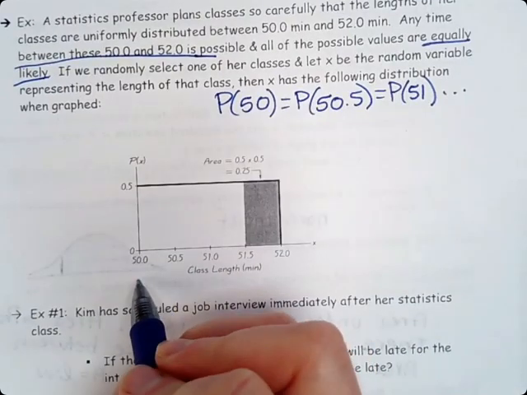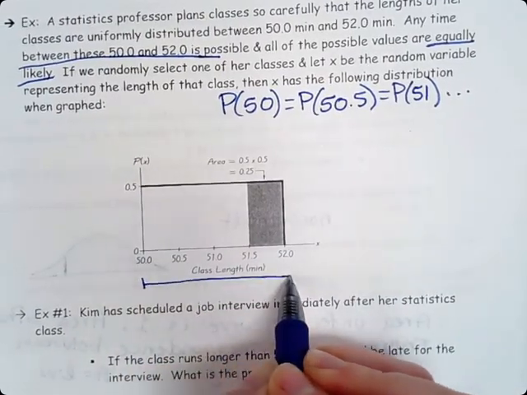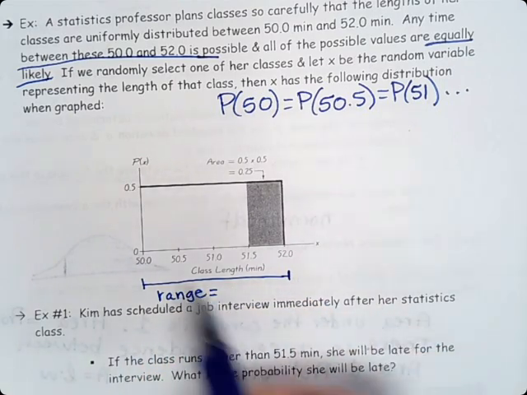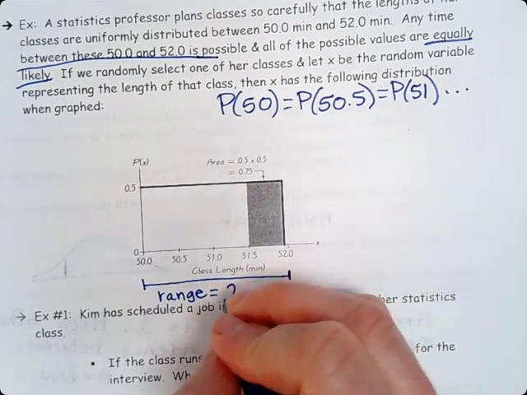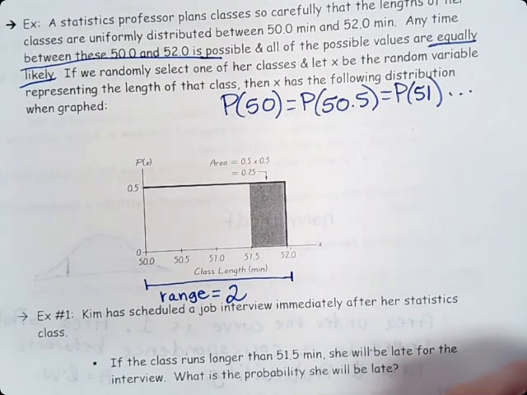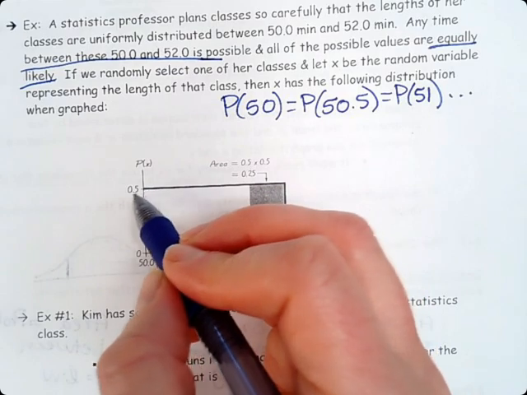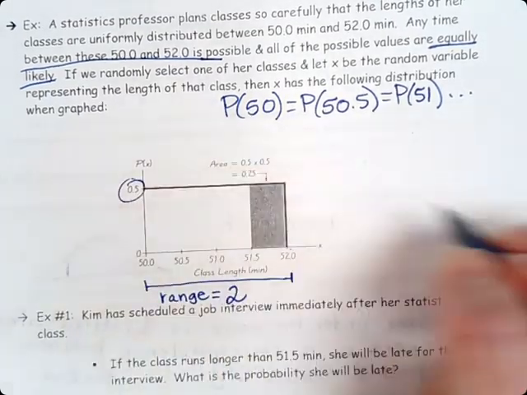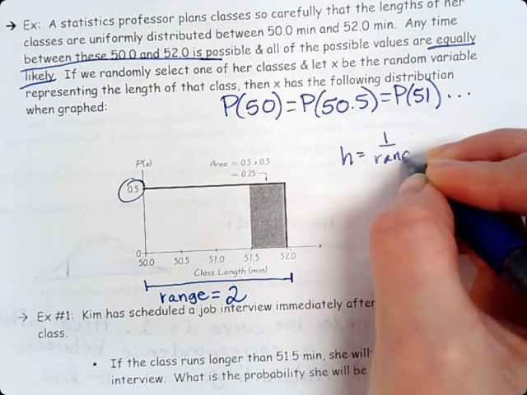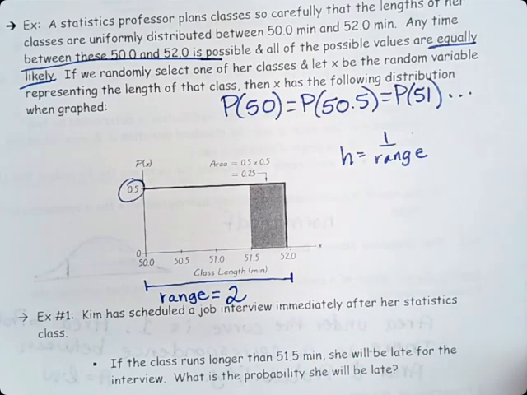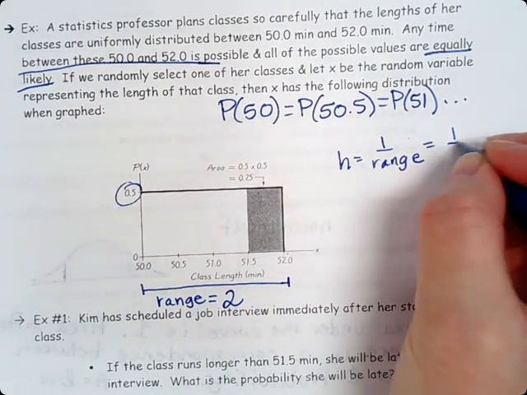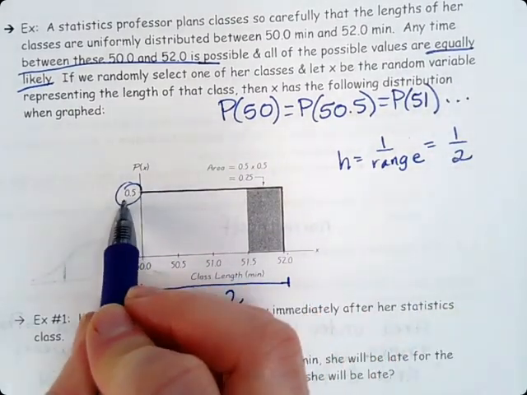So the range is how many minutes? 2 minutes. So in order to find the height, the way this was found is height equals 1 over the range. So this was 1 over 2. So that's where that came from.